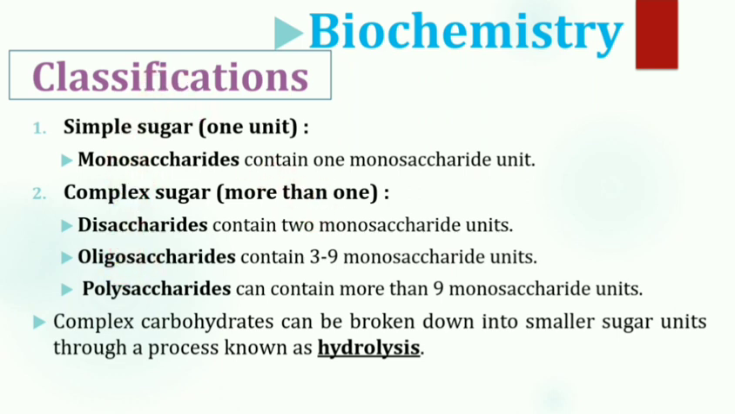Remember that complex carbohydrates can be broken down. The disaccharides, oligosaccharides and polysaccharides can be broken down into smaller sugar units through the process of hydrolysis. When you add water molecules to the complex carbohydrate structure, you get the hydrolysis products from the complex sugar.